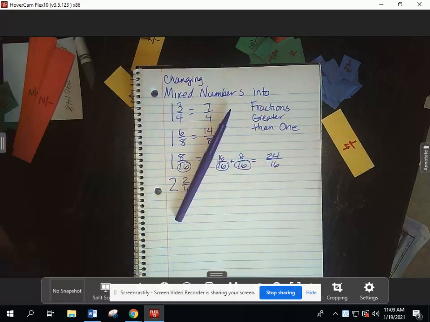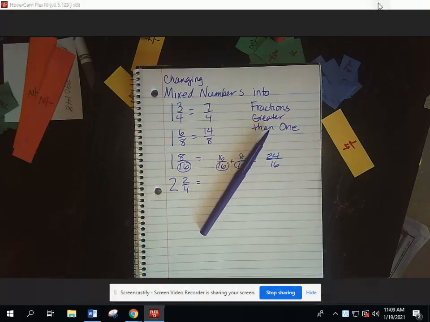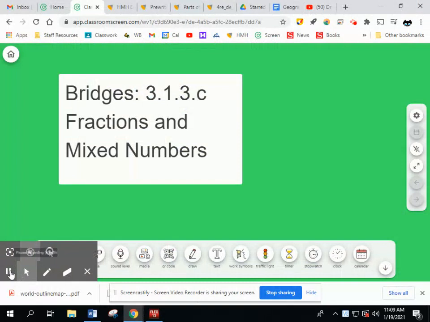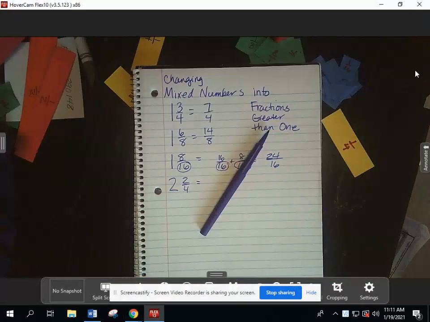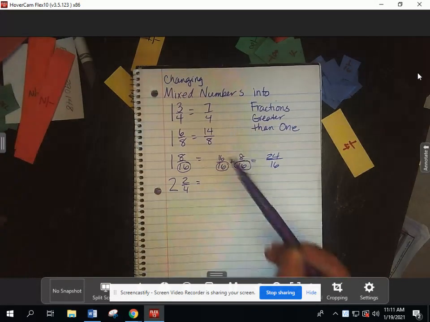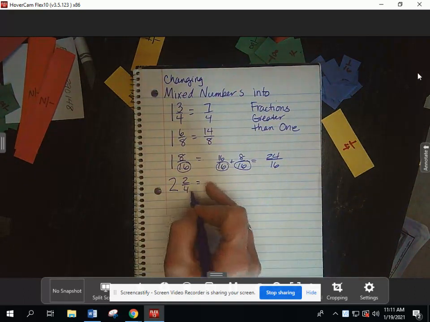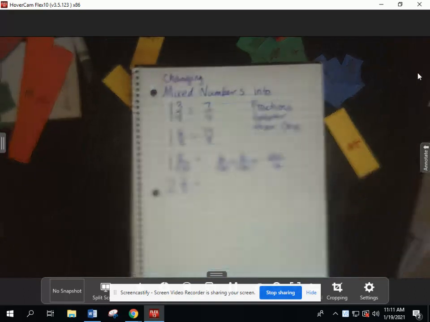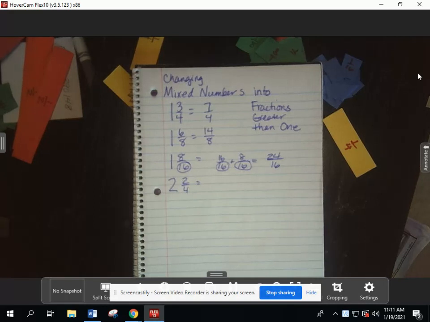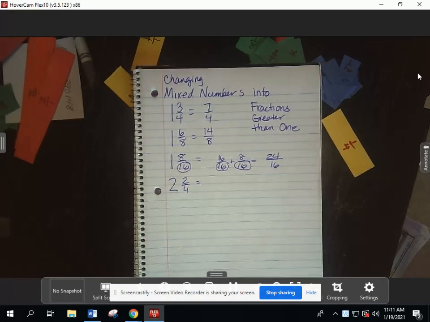Excuse me a moment. Okay, we're back. Got to get to the right spot here. We've got a lot of stuff up. Okay, so then our last mixed number that I asked you to work with was 2 2/4. If we're working with 2 2/4, what kind of fraction are we working with? Or what is our whole unit broken into?